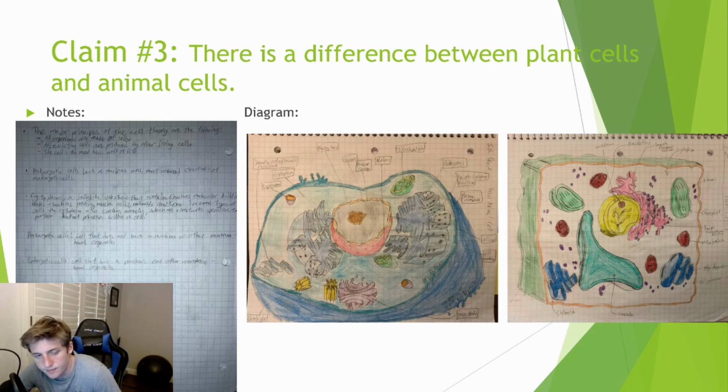My 3rd claim is actually very simple. It just shows the difference between animal cells and plant cells. And the evidence here shows different types of cells and how they differ, and the diagrams are what purely show here the difference of what they look like and the different things they have, like how a plant cell has cell walls and animal cells have centrioles, and so forth and so forth.